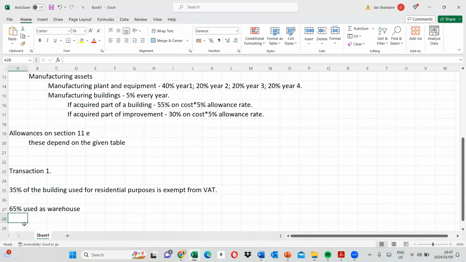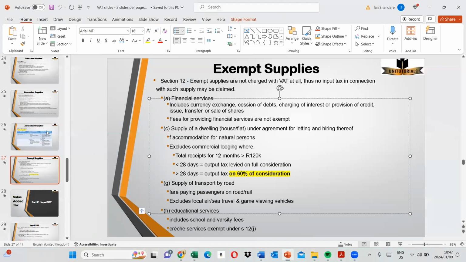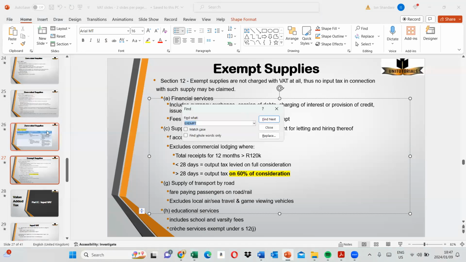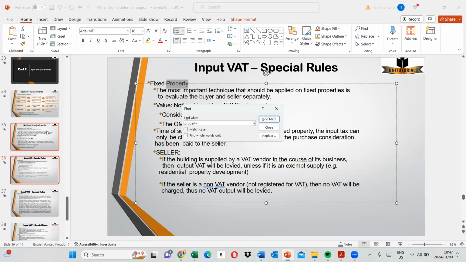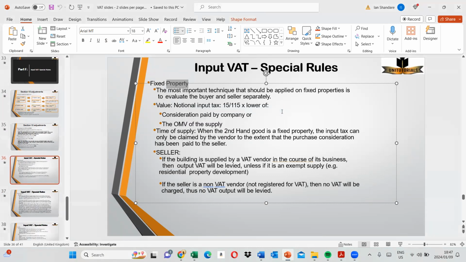All right. So it's important now that we look at it and see what is happening in that regard. Also, let me just take you through property. I gave you notes on fixed property. So what is going on? In regards to fixed property.